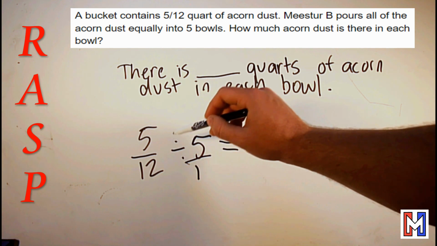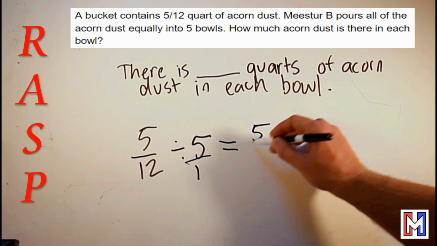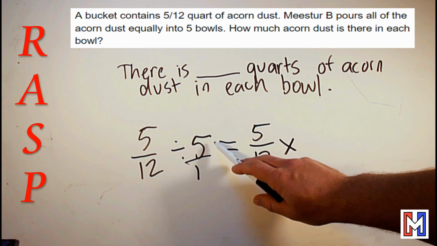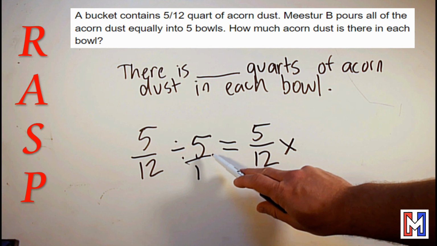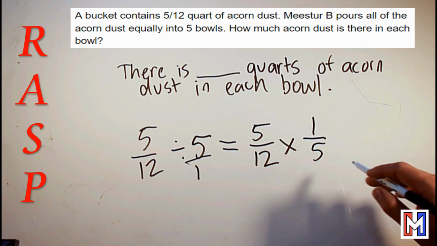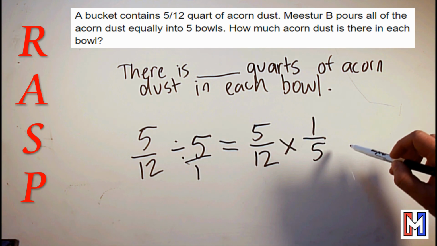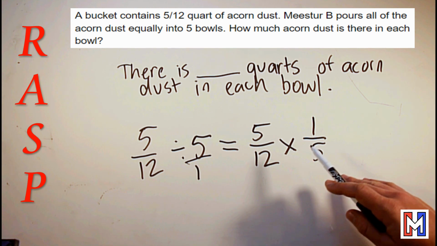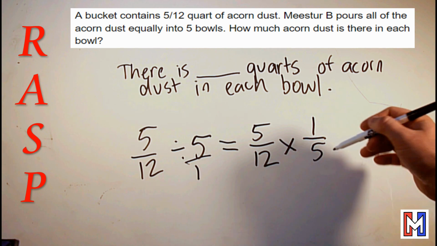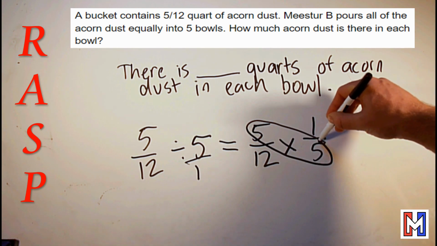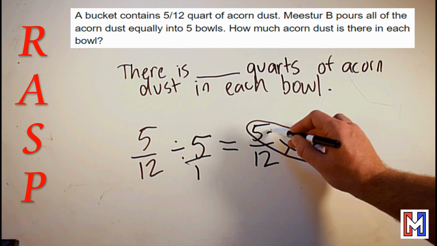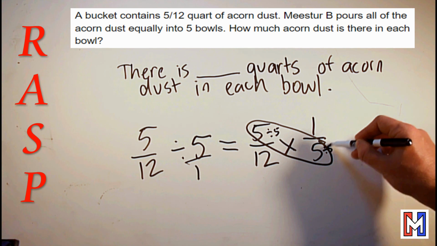With keep, change, flip, the first fraction stays the same. The operation becomes multiplication, and then we do the reciprocal, which is flipping the second fraction. So 5 goes to our denominator, 1 goes to our numerator. Now I'm multiplying, and I can cross simplify like I did in the last problem, or I can just multiply and then simplify after. I'm going to simplify now because whenever you have the same number, it makes them ones, and that makes it super easy. So 5 divided by 5 is 1, and 5 divided by 5 is 1.